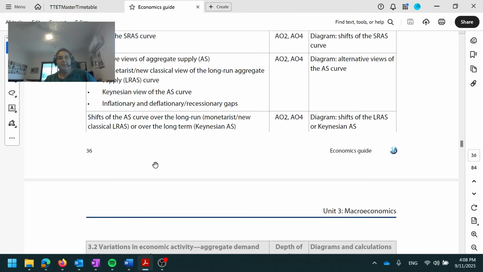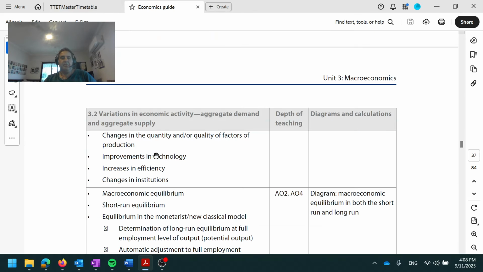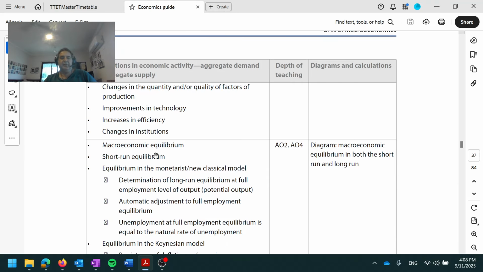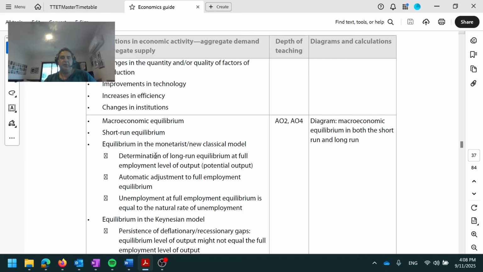Remember, you represent them on the horizontal axis, the difference between actual output and full employment output. And then have a think about shifts of the LRAS versus the Keynesian AS. What are the determinants there that cause them to shift outwards or shift inwards, depending upon what you're looking at. Okay, and there's the determinants there on that page. I'm not going to go into that because I'm pretty sure you know all that.